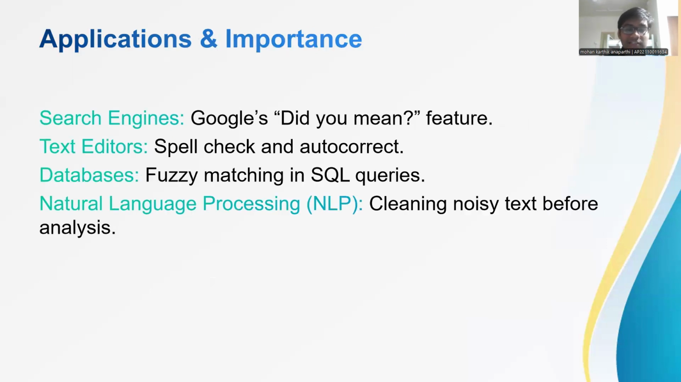Let us see the applications and importance of fuzzy search. Search engines use fuzzy search. For example, search engines like Google use fuzzy search for retrieving results. If a user enters a query, it uses fuzzy search to get the best results. Text editors like WPS, keyboards in smartphones, and Microsoft use fuzzy search for spell check and autocorrect. Databases use fuzzy matching in SQL queries. Natural language processing uses fuzzy search for cleaning noisy text before analysis.